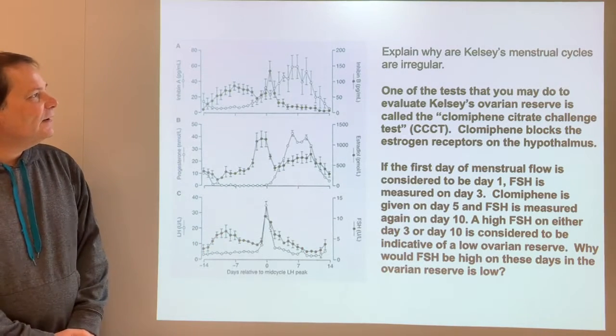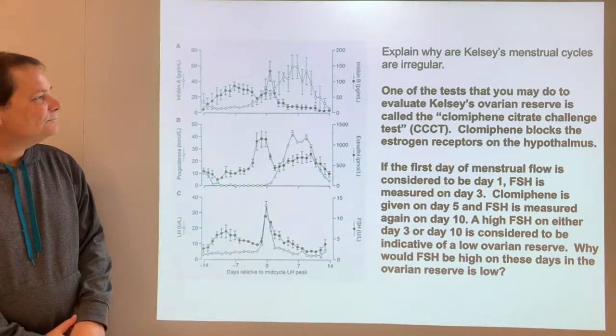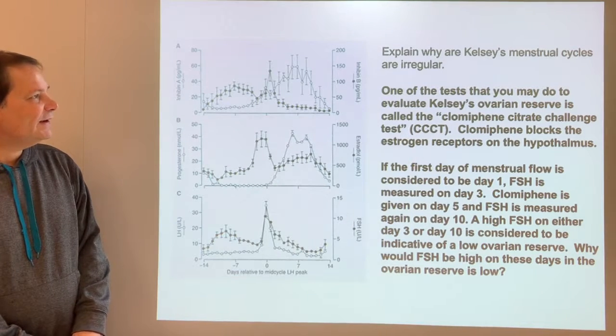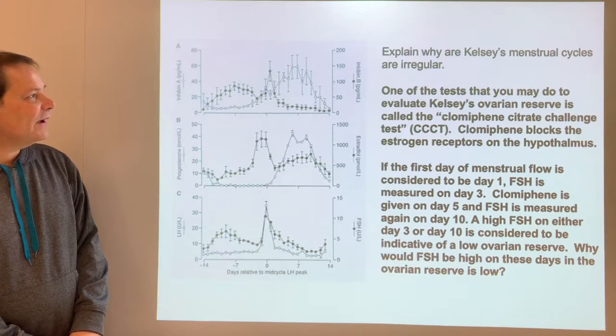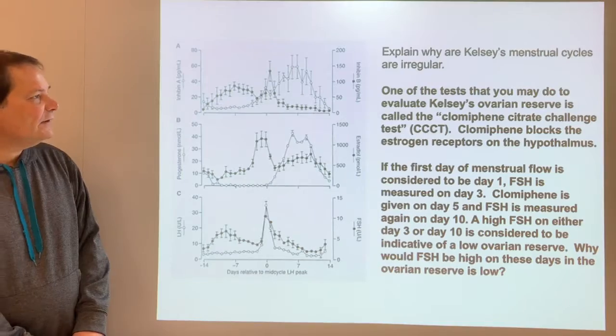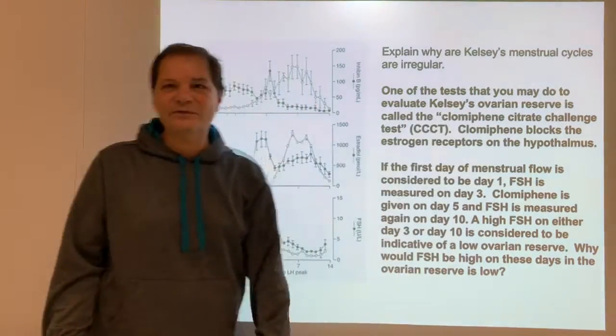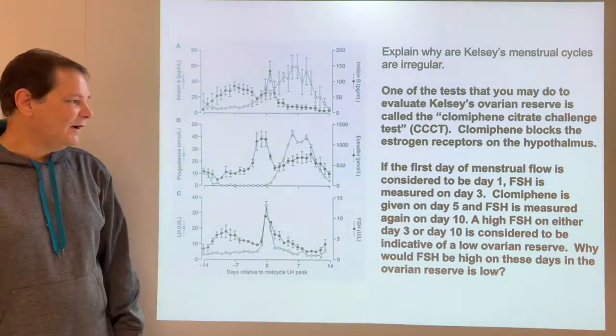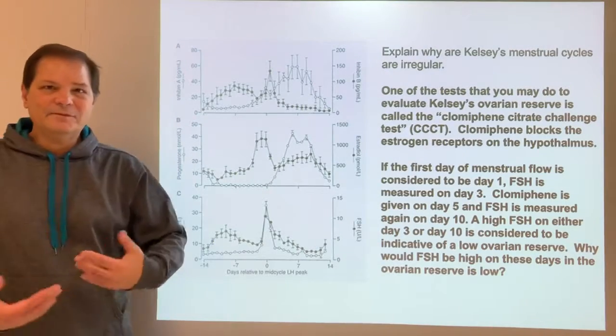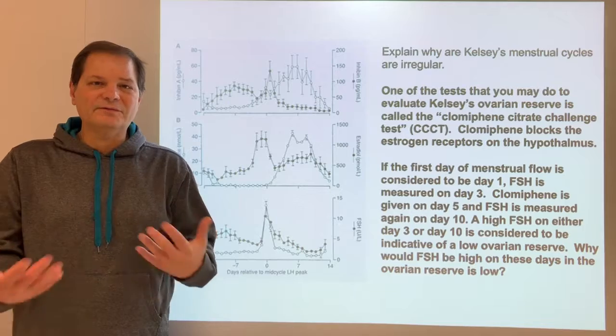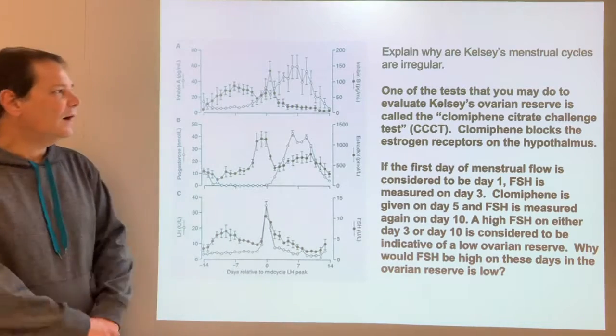So we move on to the infertility case. So you're investigating why the menstrual cycles might be irregular. So you're looking to see if Kelsey has a proper ovarian reserve. Another way of saying that is, does she have enough follicles that are functioning correctly?